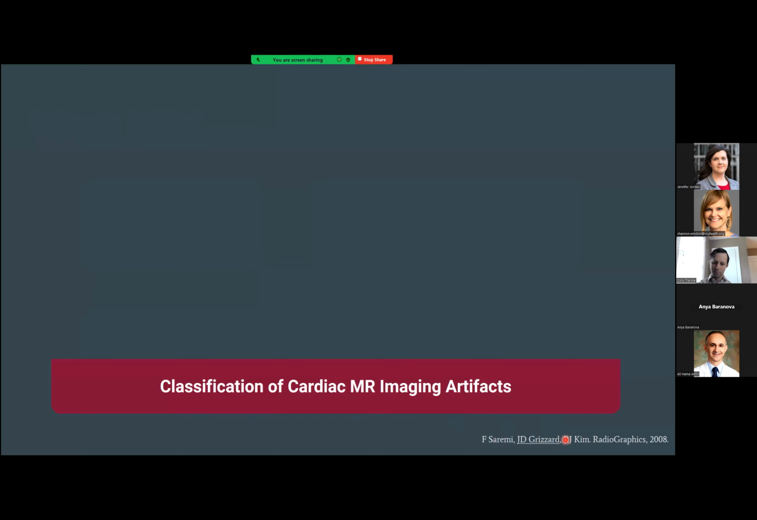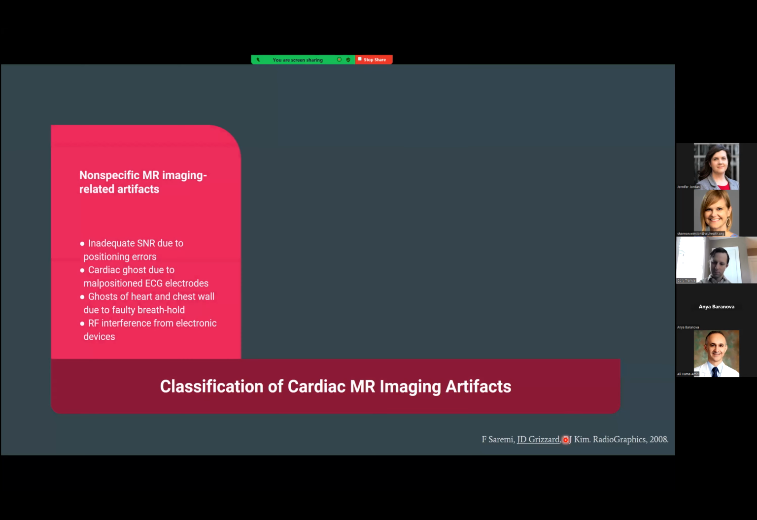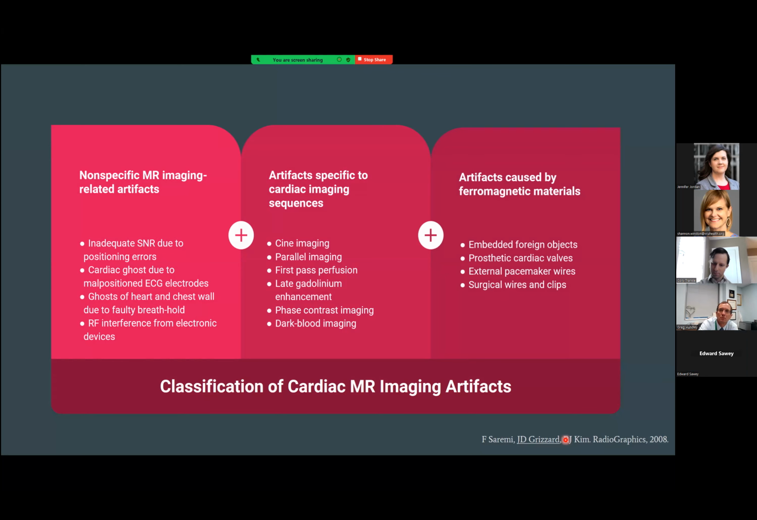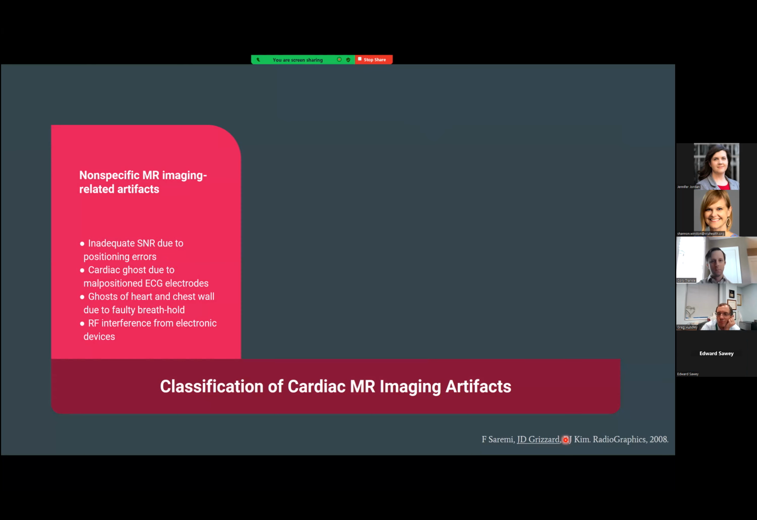So when we classify the types of cardiac MRI imaging artifacts, I like to think of them as three specific areas. First, we have our non-specific MR imaging related artifacts. Then we have our artifacts related to the cardiac specific sequences. And then finally, general artifacts that are caused by our ferromagnetic materials, and they present in different ways. So we'll look at some examples of that. First, we'll go through the non-specific MR imaging artifacts that you see listed here.